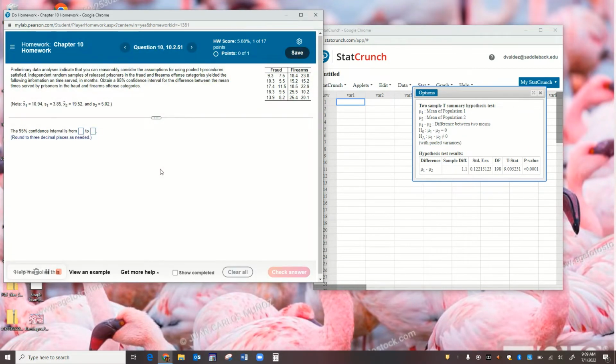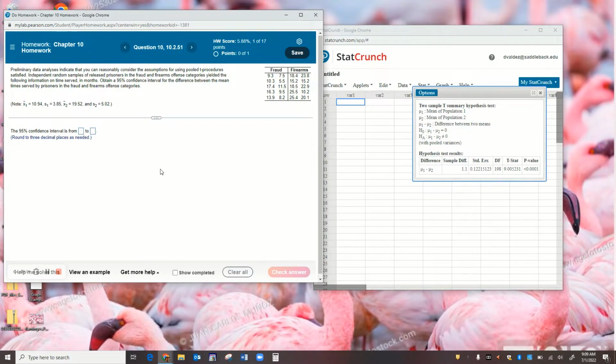Question 10. Here it's a little more straightforward. It says preliminary data analyses indicate that you can reasonably consider the assumptions for using pooled t procedures satisfied. Independent random samples of released prisoners in the fraud and firearms offense categories yielded the following information on time served in months. Obtain a 95% confidence interval for the difference between the mean time served by prisoners in the fraud and firearm offense categories.